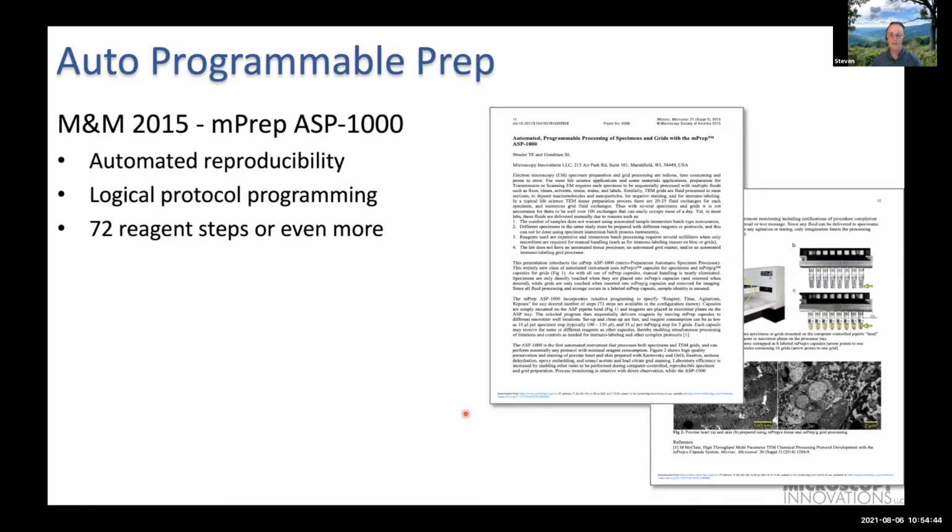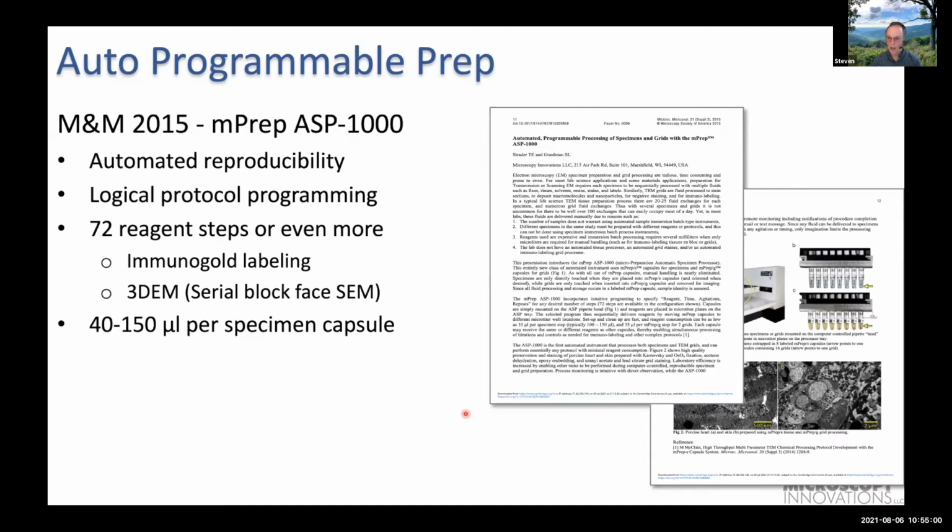We wanted to create a system that had more than enough reagent steps for the most complicated protocols, such as immunogold labeling and serial block phase SEM and other 3D-EM preparation. We wanted to have low reagent consumption when that's important and necessary, say for applications such as immunogold labeling with very expensive antibodies. So we've achieved this with just 35 or so microliters per grid, for example.